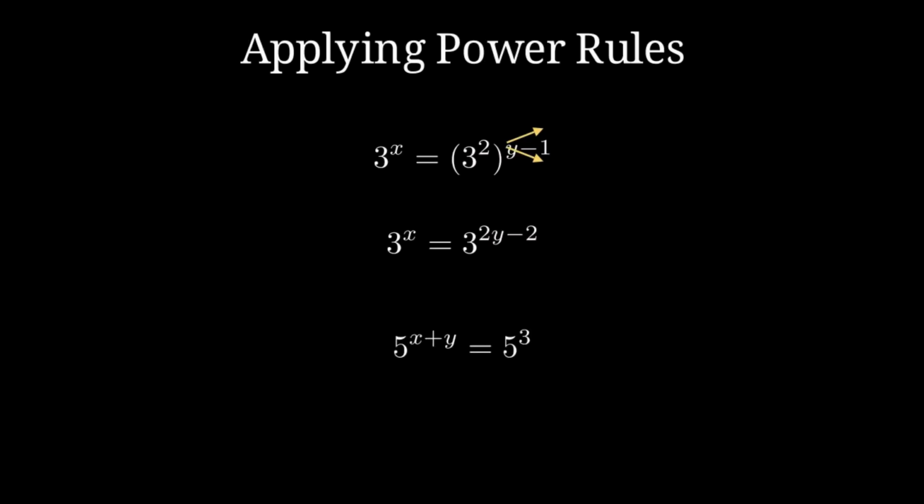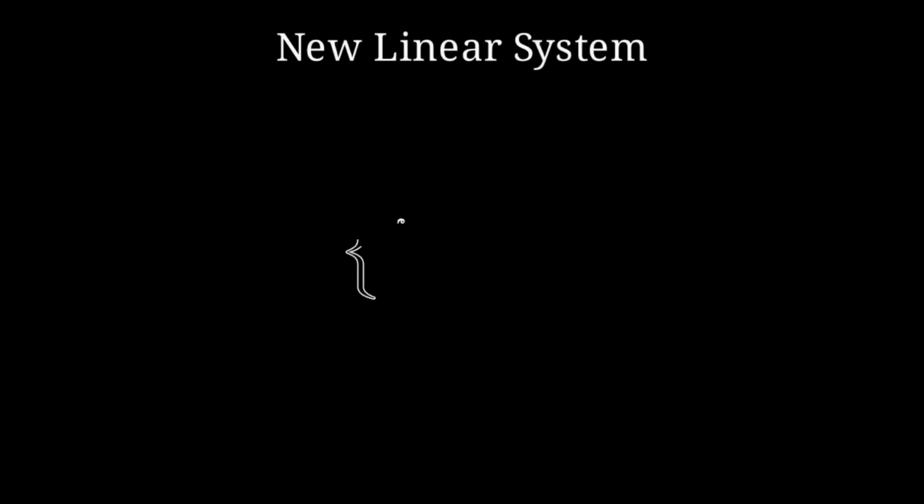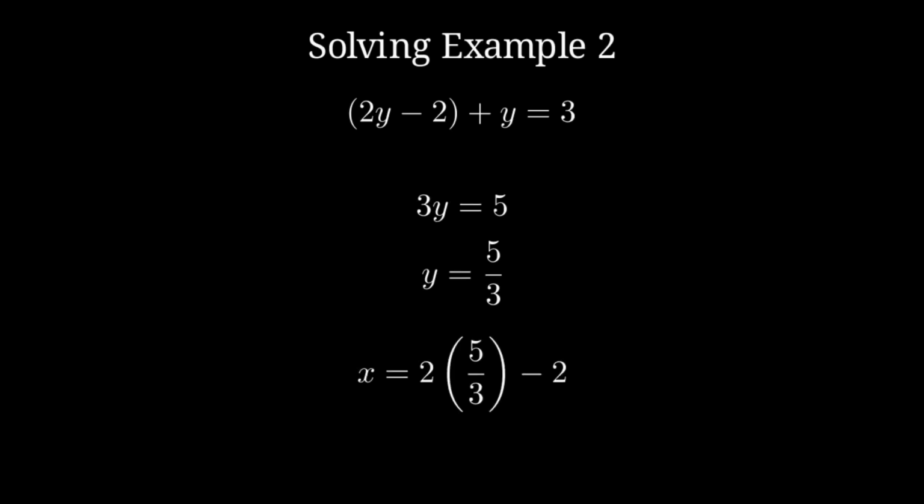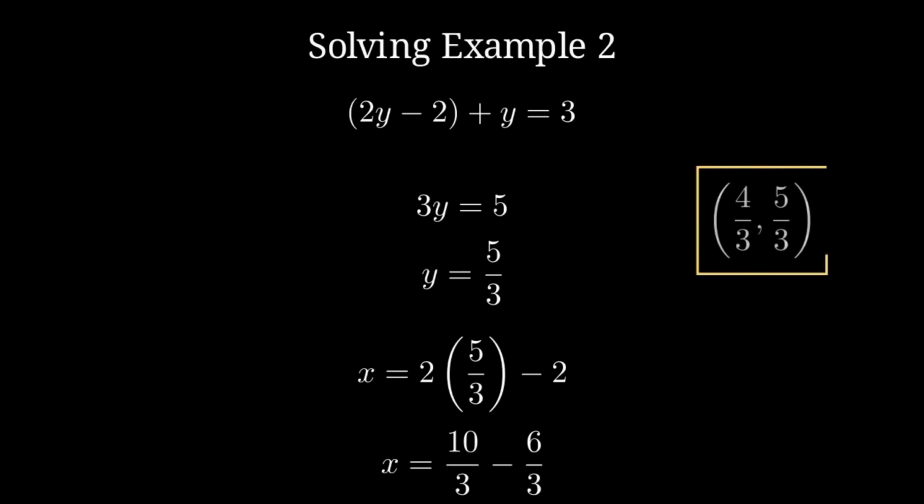Now we can extract our new linear equations. Our system is now x equals 2y minus 2, and x plus y equals 3. Since the first equation is already solved for x, substitution is the fastest path forward to find our intersection point. By substituting, we find that 3y equals 5, so y is 5/3. Plugging this back in gives us an x value of 4/3. Even with different initial bases, the method of conversion remains consistent and reliable.